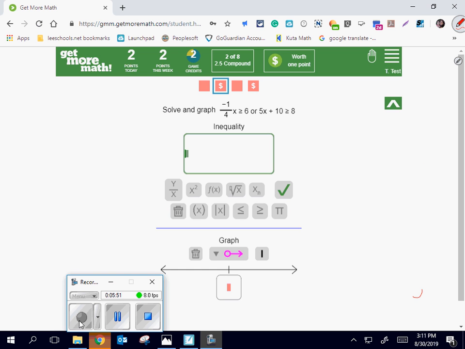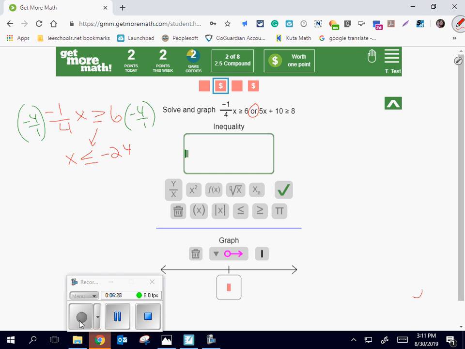Okay, so this one is an OR, which is different than the AND that we saw before. So we're going to solve each one separately. If I have the first one, solving for x, I need to multiply by the reciprocal, which would be negative 4 over 1 to both sides. And don't forget to flip that inequality sign when you multiply by a negative. So this is x is less than or equal to negative 24. Notice I flipped.